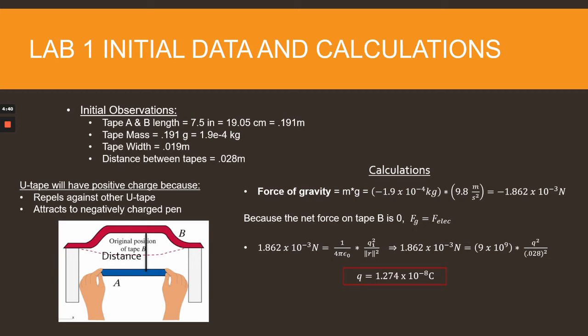The two U-tapes will be positively charged because they repelled each other, but also were attracted to a negatively charged pen. Newton's third law says that at equilibrium, the magnitude of the force of gravity on tape B is equal to the electric force on B due to tape A. In Lab 1, I used this knowledge to isolate and solve for the tape charge Q. In this lab, however, I was unable to do so because the tapes are no longer point charges.